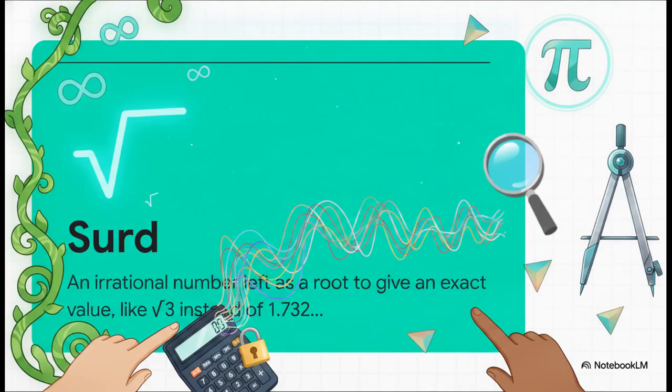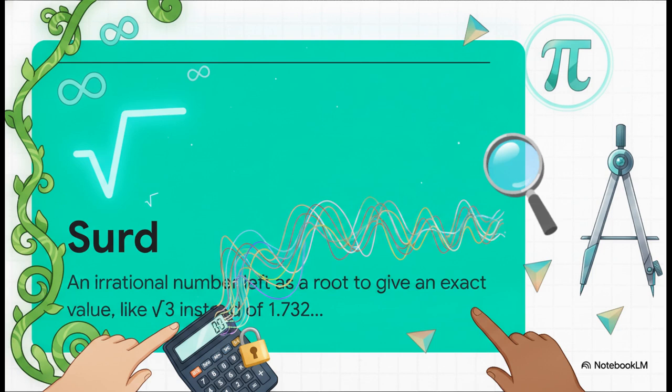You might be wondering, why on earth do mathematicians insist on using these intimidating-looking symbols instead of just regular numbers? Well, a surd is an irrational number that we intentionally leave as a square root to give an exact value. Think about it. If you plug the square root of 3 into your calculator, you get 1.732050808, and it literally just keeps going forever.